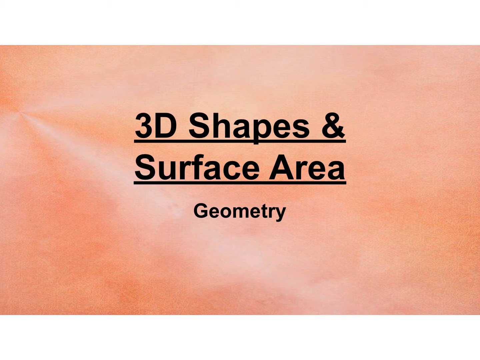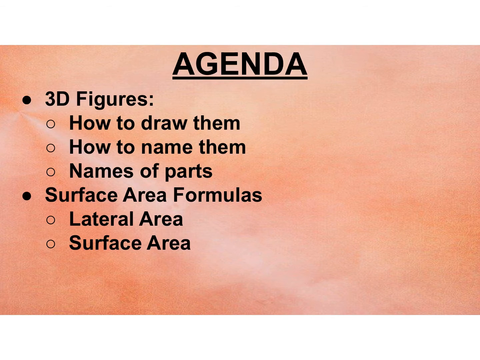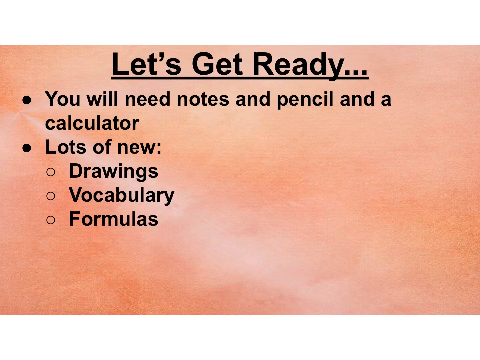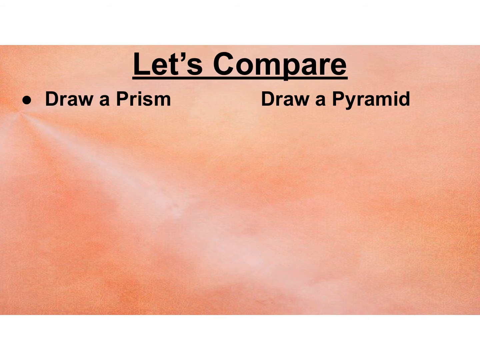Let's learn about 3D shapes and surface area. We're going to go over how to draw them, how to name them. We're going to name their parts, and then we'll look at the surface area formulas, talk about lateral area and surface area. Let's get ready. You're going to need your notes and a pencil and a calculator. Lots of new drawings. We're going to label our drawings, vocabulary, and formulas.